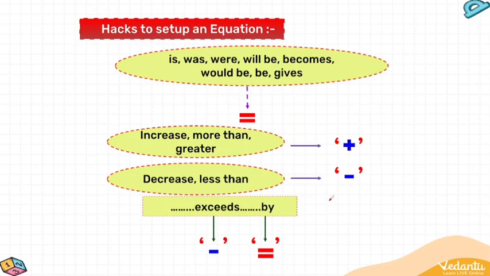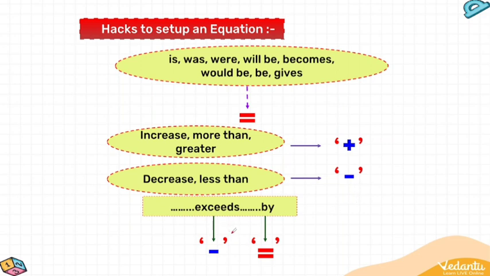Now, as I told you that I will give you some hacks for when real life situations come and we want to make the equations, such things will be very helpful. Words like is, was, where, will, become, would be actually tell us about the equal sign. If it is a case of increase, more than, greater, then we use the positive sign. If it is a case of decrease, less than, then we use the negative sign.